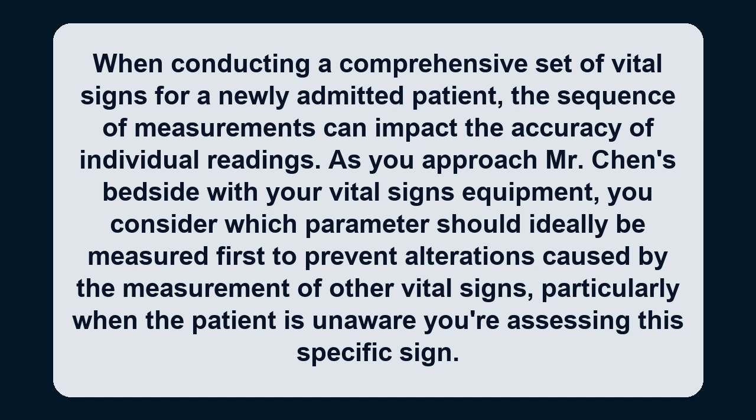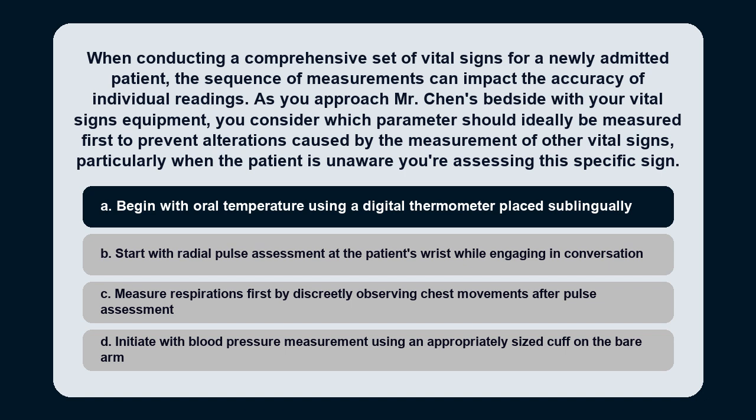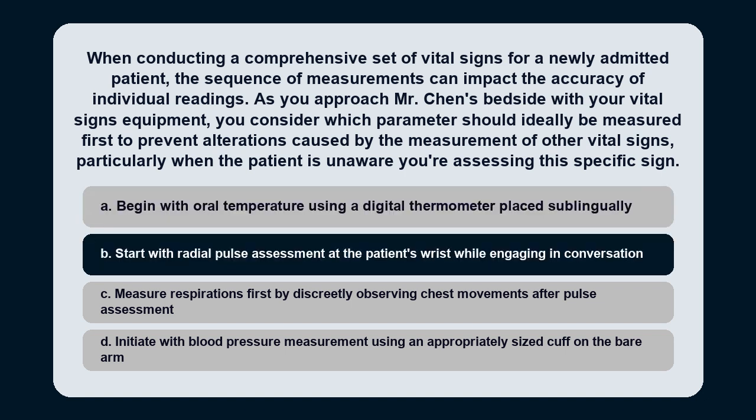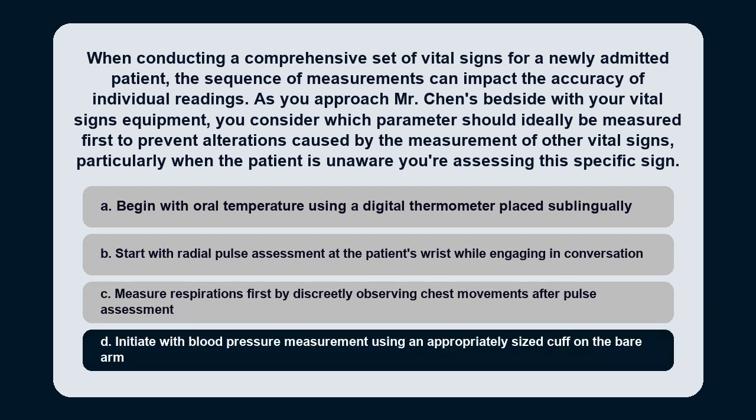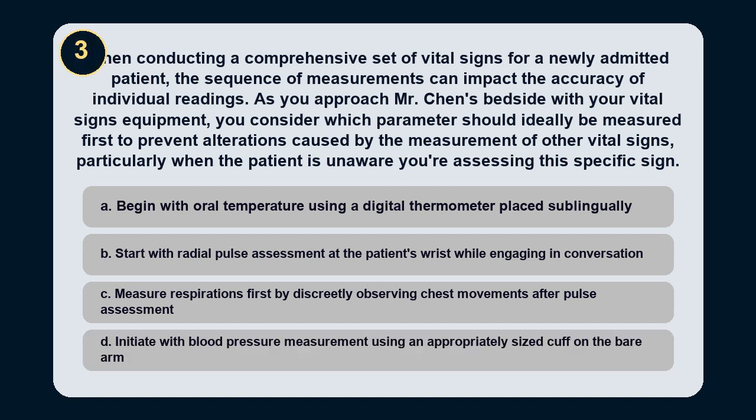Option A. Begin with oral temperature using a digital thermometer placed sublingually. Option B. Start with radial pulse assessment at the patient's wrist while engaging in conversation. Option C. Measure respirations first by discreetly observing chest movements after pulse assessment. Option D. Initiate with blood pressure measurement using an appropriately sized cuff on the bare arm.